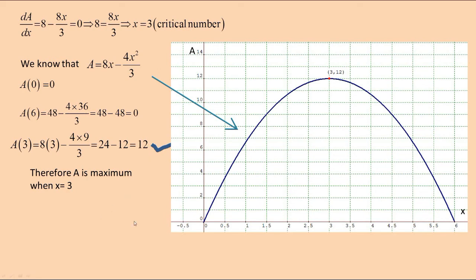Okay, how will it look in the triangle? This is how it will look in the triangle. Base is 3 centimeter, height is 4 centimeter, area is 12 centimeter square. This will be the maximum area possible of the rectangle drawn inside this right triangle.